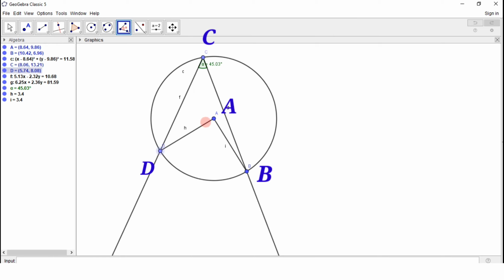For that, click on point D, then on point A, then on point B. As we can see here, the measure of this angle is 90.06 degrees, which is exactly double the measure of angle DCB, as the measure of angle DCB is 45.03 degrees and the measure of angle DAB is 90.06 degrees. As this is a central angle, the measure of arc DB is the same as the measure of this central angle. That is, the measure of arc DB is also 90.06 degrees.